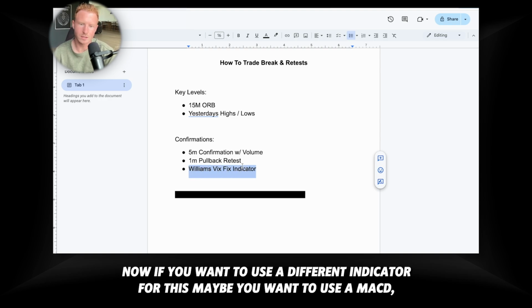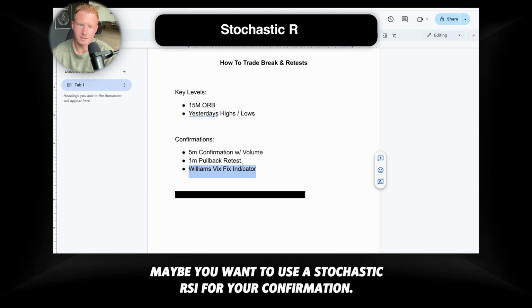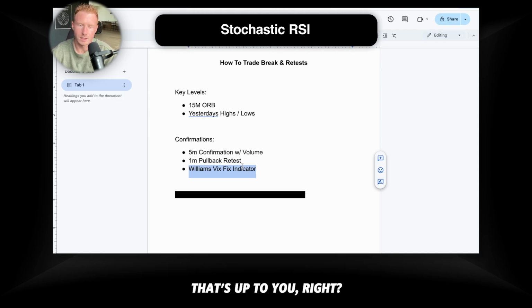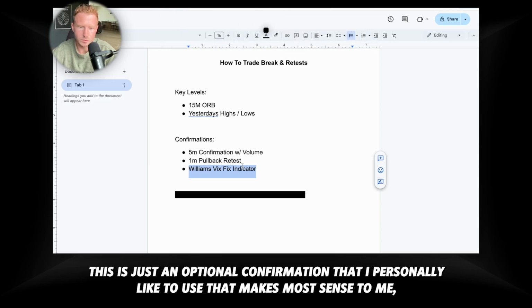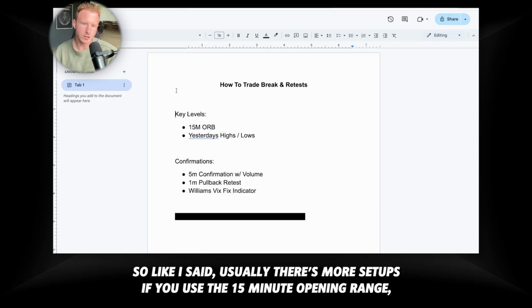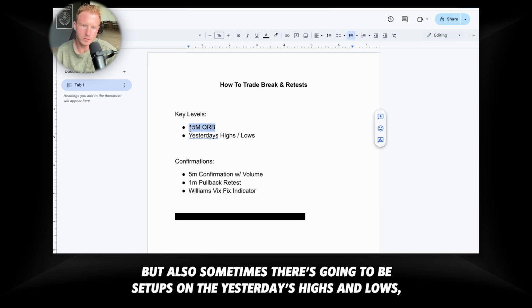Now, if you want to use a different indicator for this, maybe you want to use a MACD, maybe you want to use a stochastic RSI for your confirmation, that's up to you, right? This is just an optional confirmation that I personally like to use that makes most sense to me. This is what I use. So like I said, usually there's more setups if you use the 15-minute opening range, but also sometimes there's going to be setups on yesterday's highs and lows.